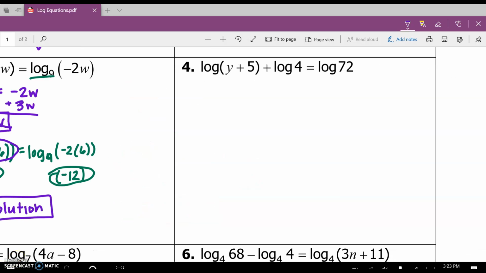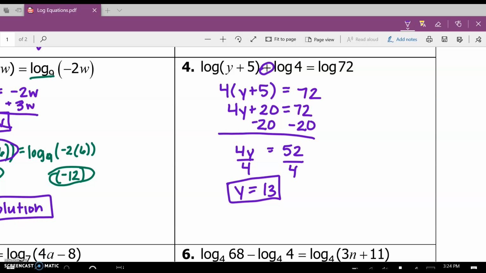And I want you all to try number 4. Now remember, this plus sign with our properties of logs means that we are going to be multiplying. So remember that key fact whenever you all try number 4. Alright, so whenever we solve, we would be multiplying the y plus 5 and the 4, so we would have to distribute that 4. So then when we solve everything, we would get y equals 13.